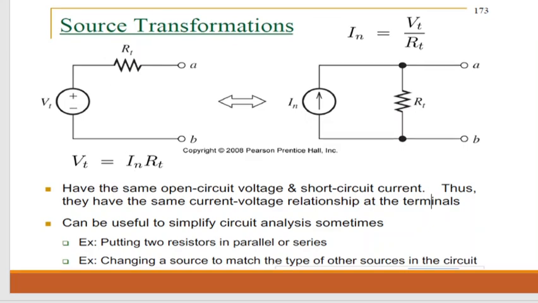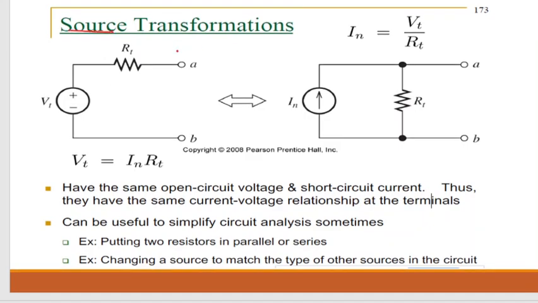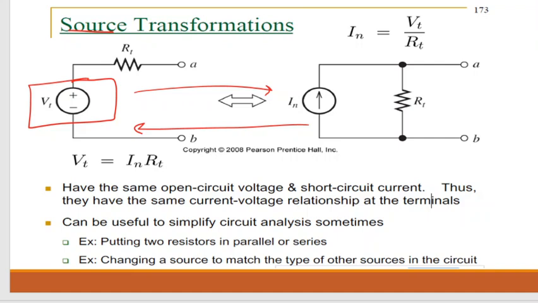Now let's start with the source transformation. As I told you, source transformation means we can convert the voltage source into a current source, or we can convert a current source into a voltage source. But it is possible only for independent sources. This is not possible for dependent sources. Clear? Only for independent voltage source and independent current source.